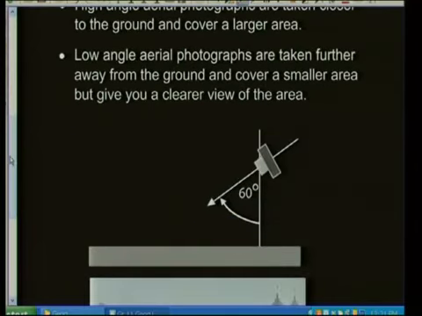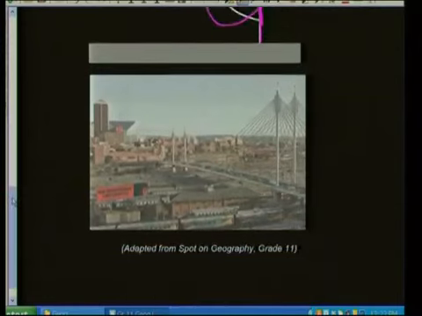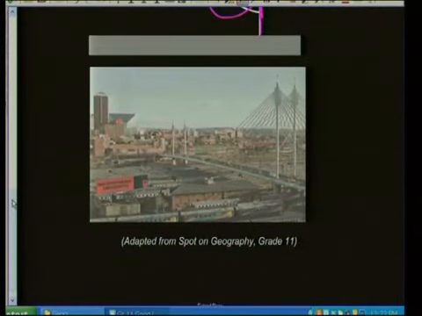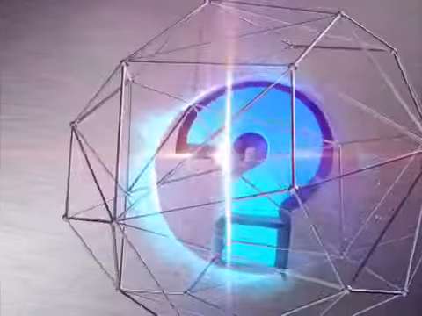Can you see it here? The other one was 30 degrees. Now it is 60 degrees to the vertical. And it's also taken lower down. So let's look at this picture here. All right? You notice you see more detail, not as clear as the low angle vertical aerial photograph, but more detail.